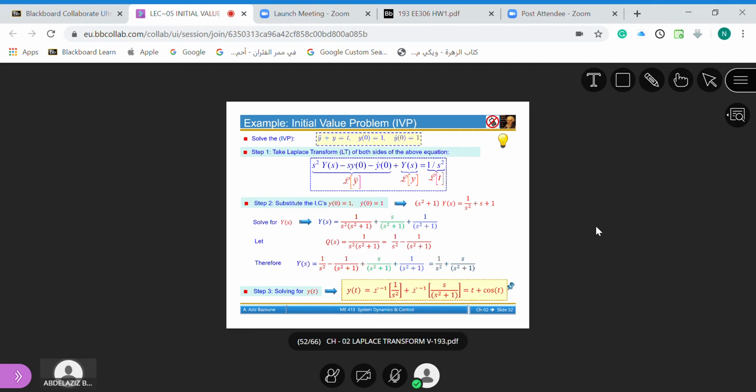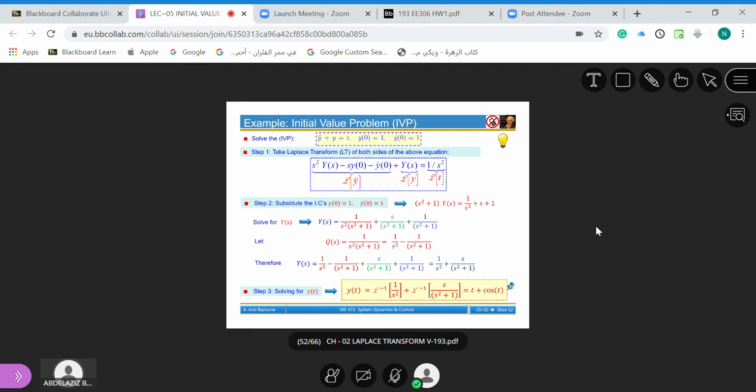In the algebraic equation, just solve it for Y of s. When we solve, we got this equation. Y of s will be simply 1 over s squared times s squared plus 1, and this term will come here. And then here we divide by s squared plus 1, and we divide by s squared plus 1 also here. So at the end of the day, we get this equation when we solve by dividing by s squared plus 1.